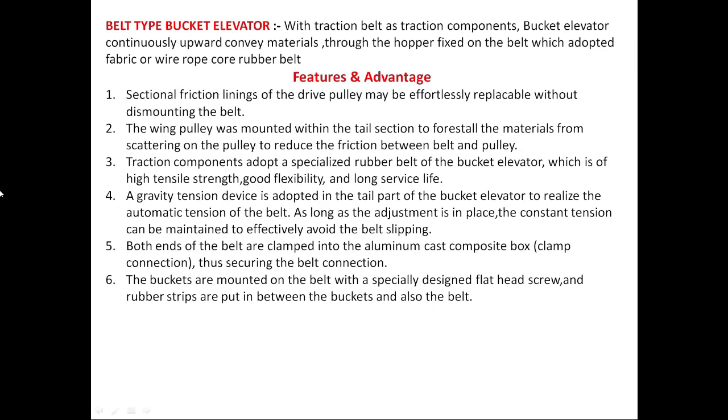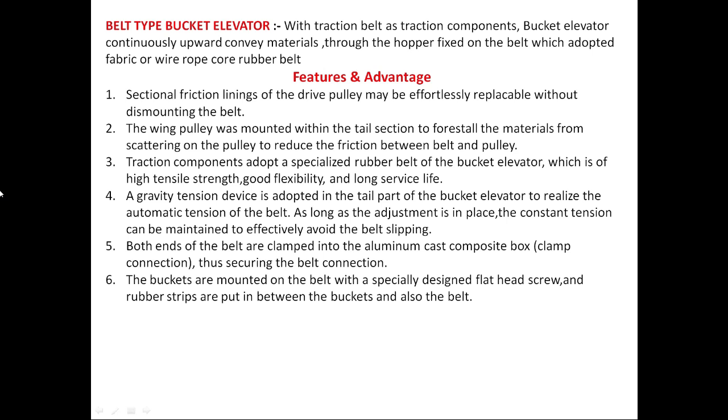Belt type bucket elevator, with the traction belt as a traction component. The bucket elevator continuously conveys materials upward through the hoppers fixed on the belt, which adopts a fabric or wire rope core rubber belt. Features and advantages of a belt type bucket elevator: the sectional friction lining of the drive pulley may be effortlessly replaceable without dismounting the belt.